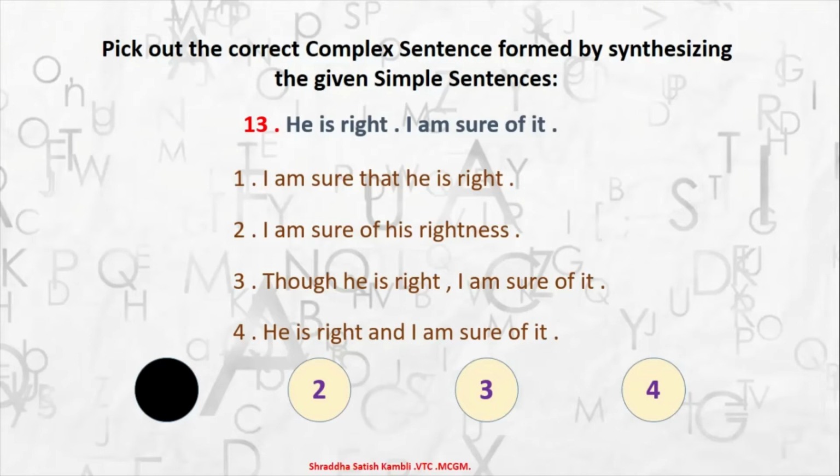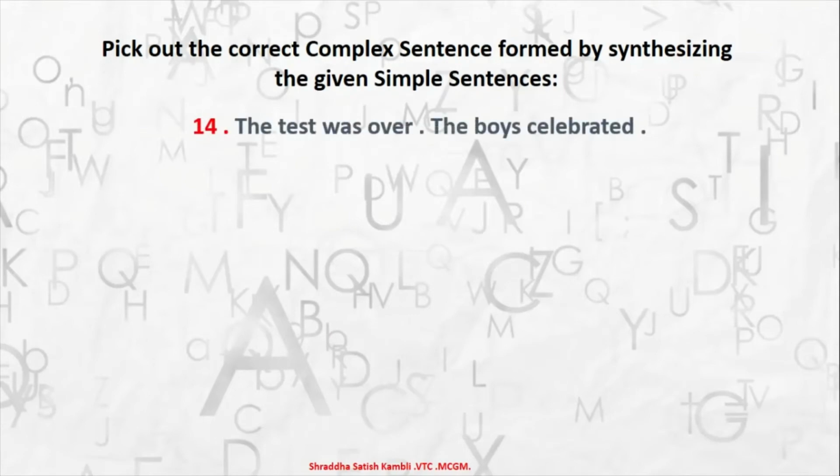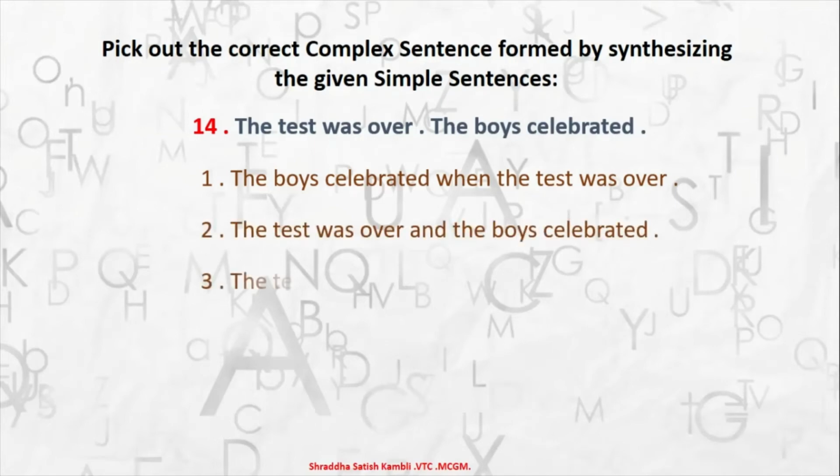Okay. Coming on and moving on to the next example here. The test was over. The boys celebrated. Two simple sentences. So you have to find out which is the correct complex sentence that will be formed by combining these two simple sentences. So here are your 4 options. Option number 1. The boys celebrated when the test was over. The test was over and the boys celebrated.